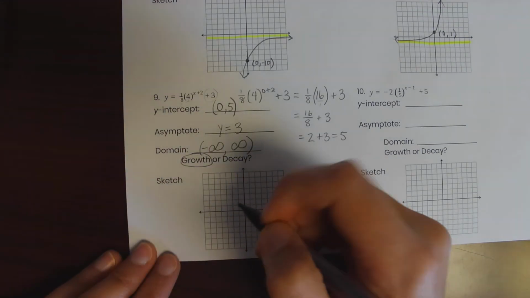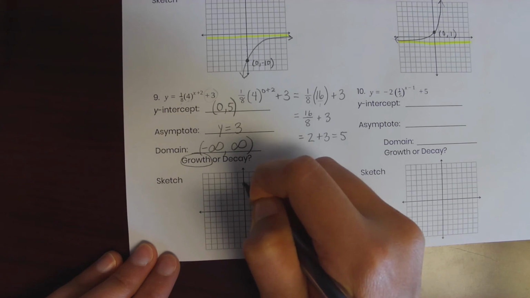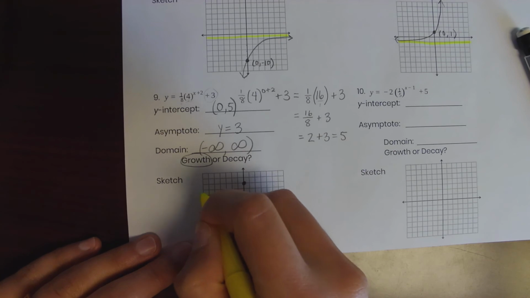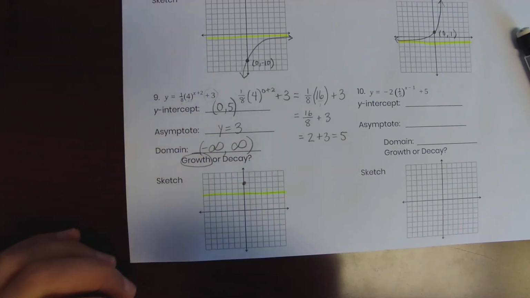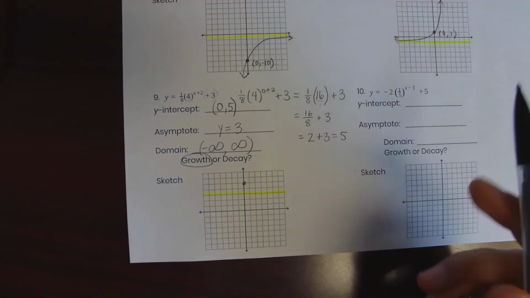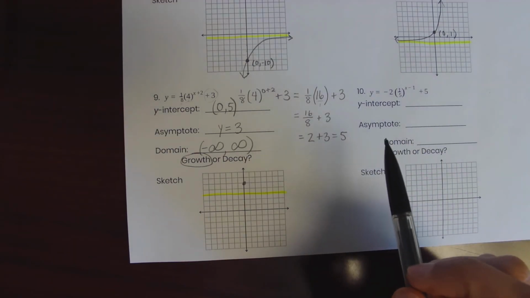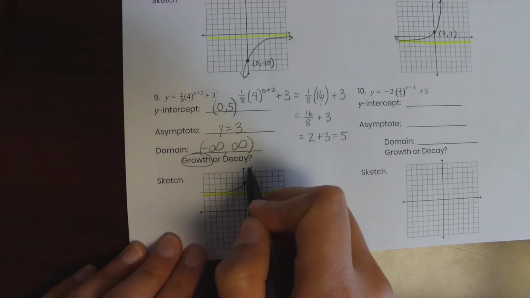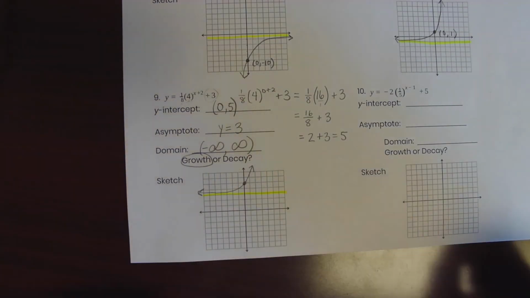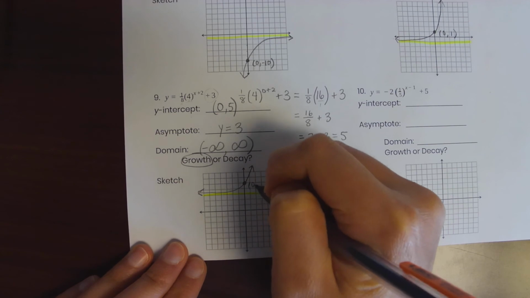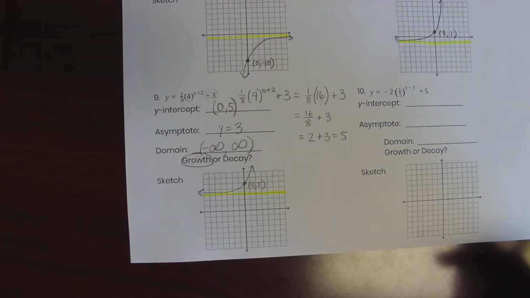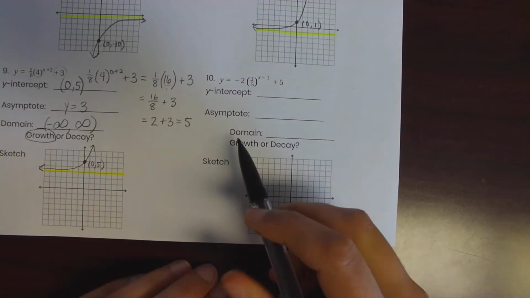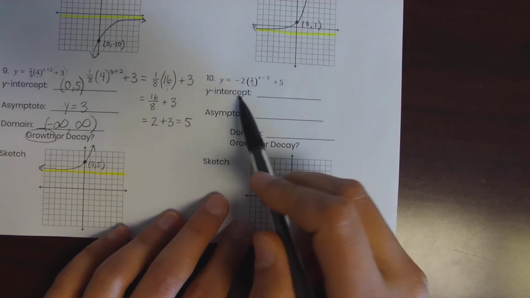So drawing the sketch, we have 1, 2, 3, 4, 5. And I have an asymptote at 3, 1, 2, 3. And then you come in horizontally with growth. So I'm going to come in here and then go up through that point. And let me label 0, 5.